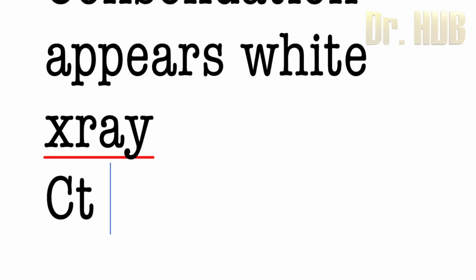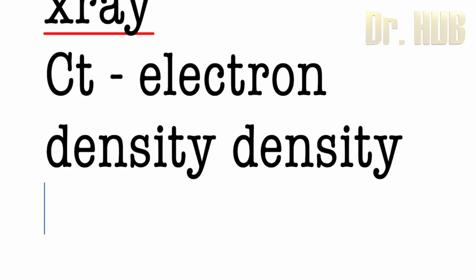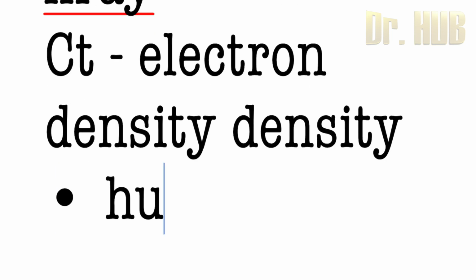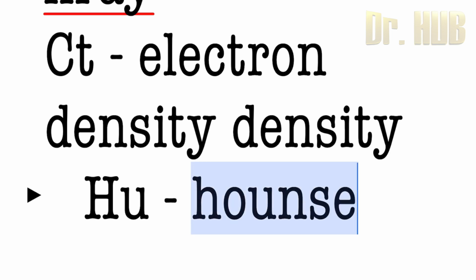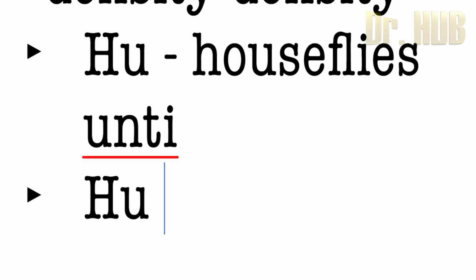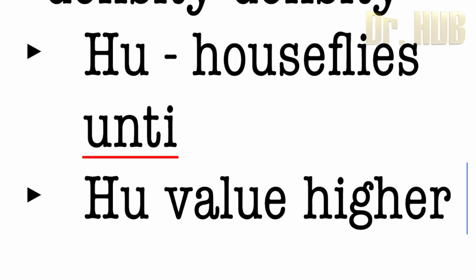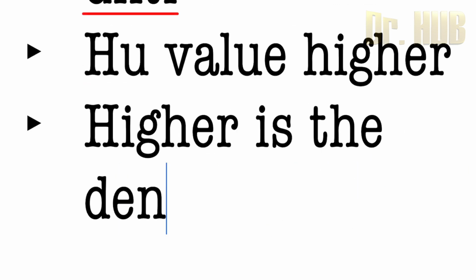When you look at CT, the CT is based on electron density, and here it is the HU. What is meant by this HU? HU means the Hounsfield unit. The higher the HU value, the higher is the density.